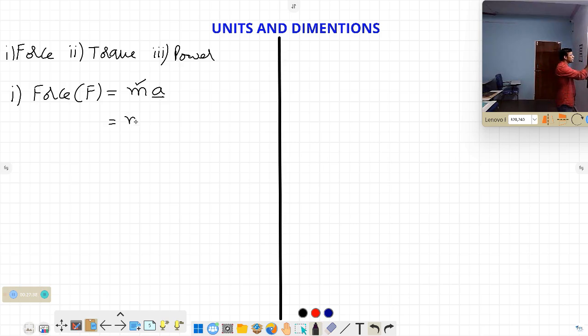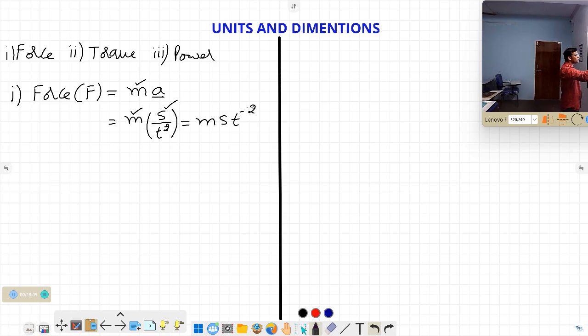So I can write mass into acceleration in terms of distance by t square, as we just did. You can check the previous one. Now m into s into t square. What is m? Mass, a fundamental physical quantity, and s, a fundamental physical quantity. Time is also a fundamental physical quantity. So whenever you write the dimension formula of any physical quantity, first you have to convert it into fundamental physical quantities like this, using formulas. Now I can write this as m s with denominator t square.